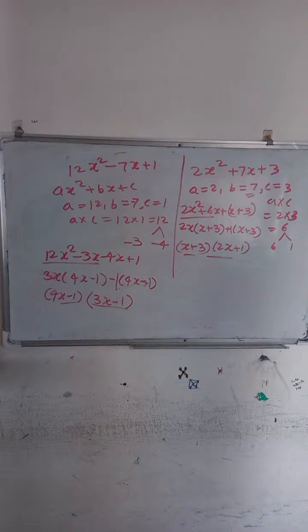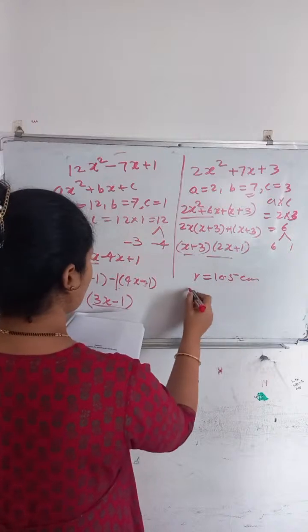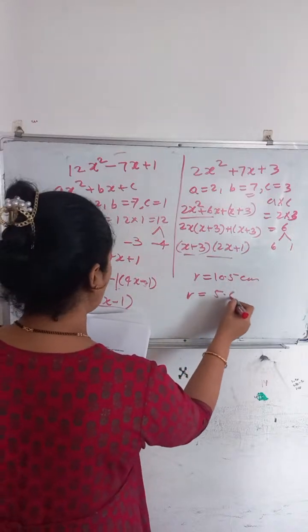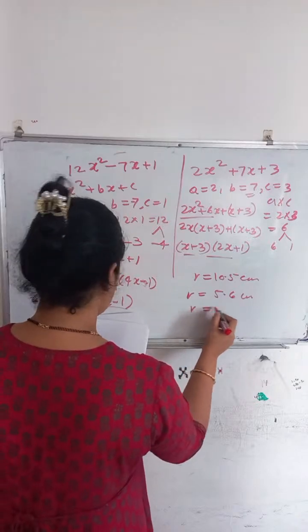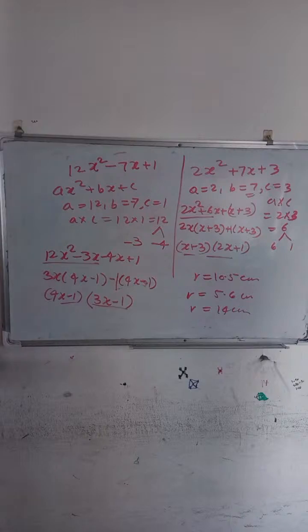Everyone can copy or take a screenshot. You can write down one question for homework. Find the surface area of the sphere if its radius is 10.5 centimeters. Second, r is equal to 5.6 centimeters, and last is 14 centimeters. If these are the radii, then calculate the surface area of the sphere.